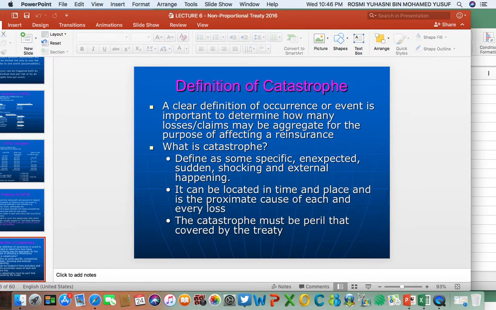Okay, number 3, the catastrophic event must be a peril covered by the treaty. Some perils or some catastrophic events are not covered by the treaty. Okay, so it depends on the treaty whether the catastrophic is covered or not. Again, it depends on the treaty. It is not standardized. You cannot say that all treaties cover similar catastrophic events, because one treaty might cover certain catastrophic events and the other treaty might cover different types of catastrophic events.